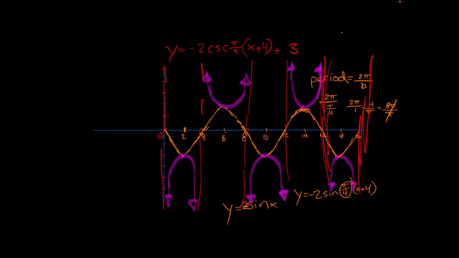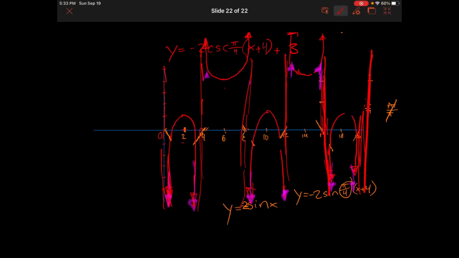Alright, now we have this plus 3 as our vertical shift, so that means we're going to go up 3. 1, 2, 3. So our graph is going to look like this. And here's our graph.